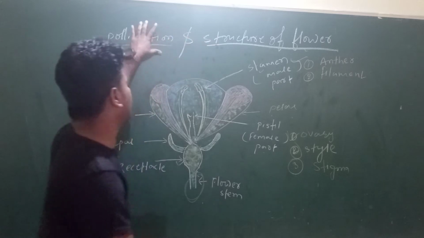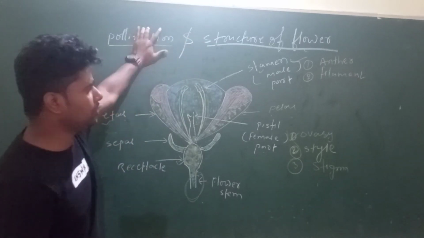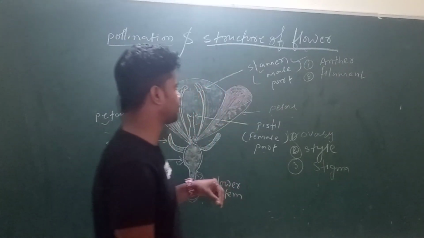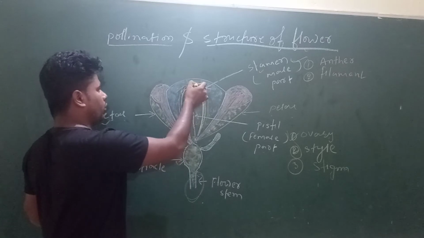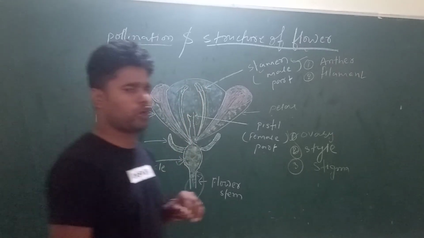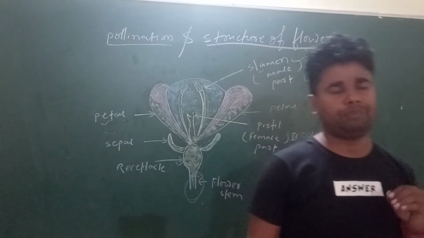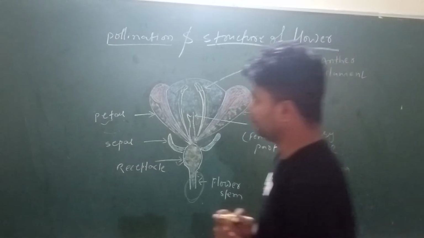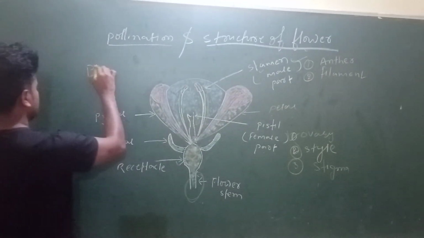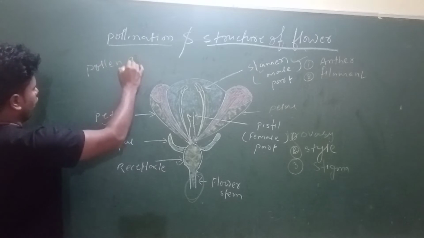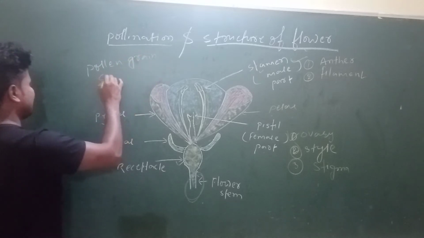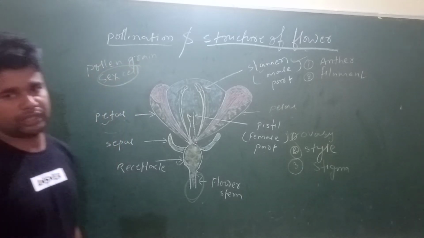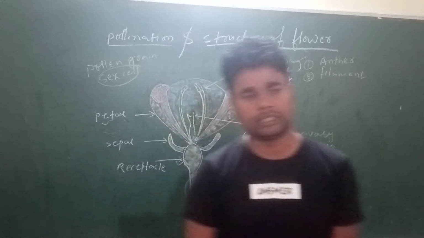Now we have to discuss the pollination of the flower, how plants do pollination. Basically, pollination is a kind of reproduction. The pollen grains, also known as the sex cells, play a very important role in the reproduction of the plant. When we talk about pollen grains, that means the sex cells of the plant.